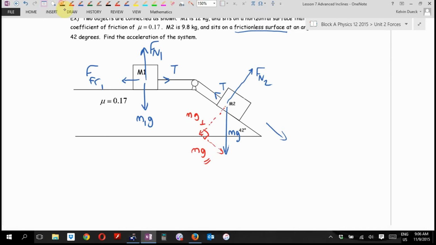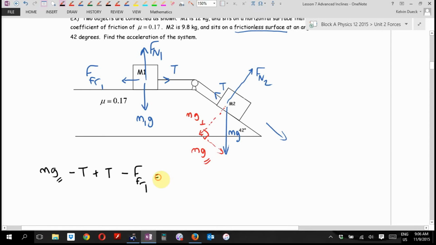So my equation is going to look like this. Winner. Then I run into a loser, tension. Oh, then I run into a winner, tension. Then I run into a loser, friction force number 1. Have I written forces from more than one mass? Well, then on the right-hand side, I better have more than one mass.